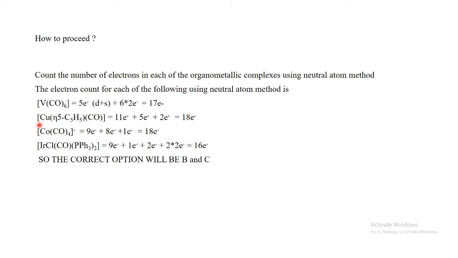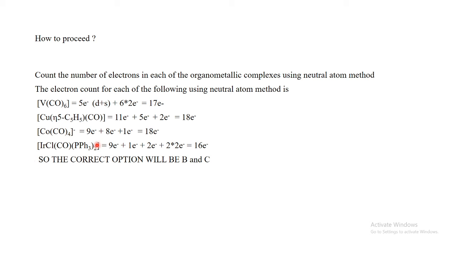The next organometallic complex is of cobalt. Cobalt is d7, so along with the 7 electrons, if we consider the s electrons, we have a total of 9 electrons for cobalt. The cobalt is surrounded by 4 carbonyl ligands. Because carbonyl donates 2 electrons, 4 into 2 will be 8 electrons, and we have one negative charge, so one additional electron. So the overall electron count will be 18 electrons.